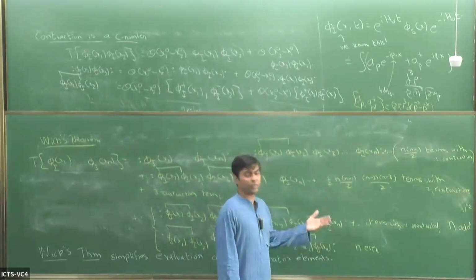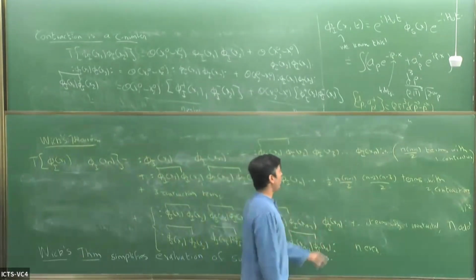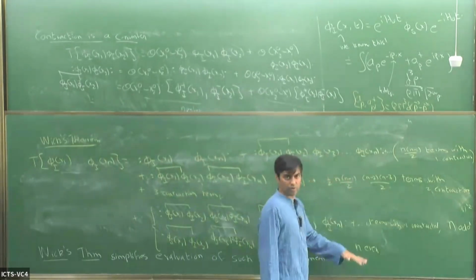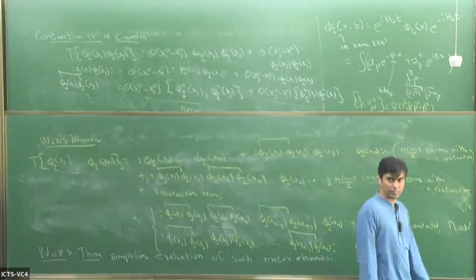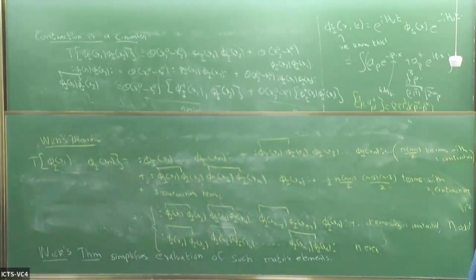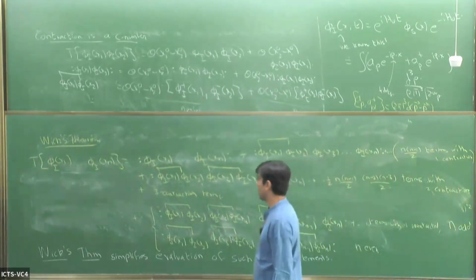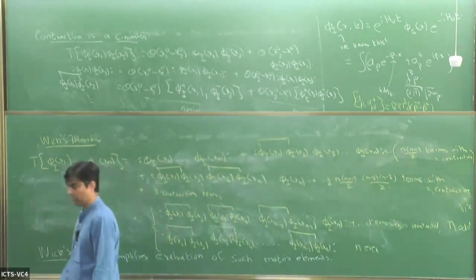There are lots of combinatoric terms, but the basic thing is these are all terms with one contraction, all terms with two contractions, all terms with three, and so on, plus all terms with n contractions. Okay. So is the statement of the theorem clear? And everything is inside normal ordering at all steps.